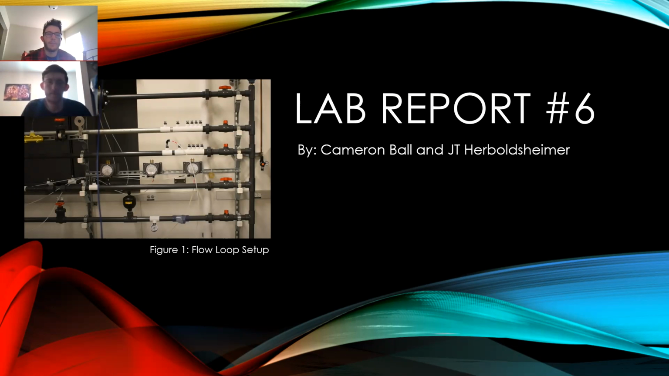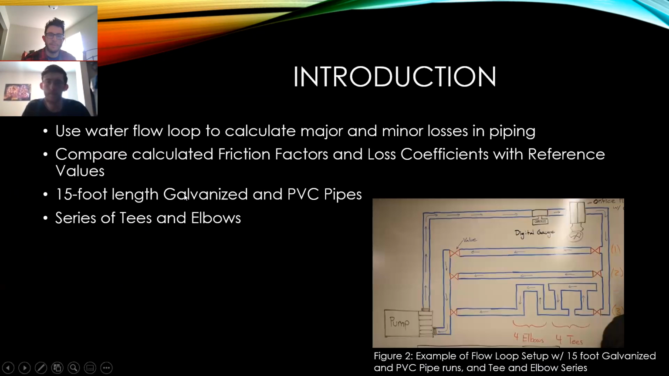Lab report number 6 really talks about flow loops through piping. On the left here is a configuration view of our pipe. The top pipe is our galvanized pipe where water will flow through. Below is a PVC pipe that's just a straight shot through, and the third one is a PVC pipe with T's and elbows in it.